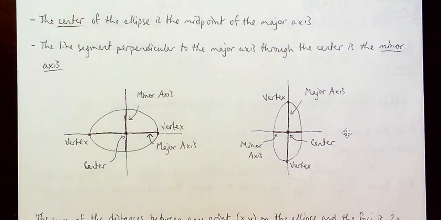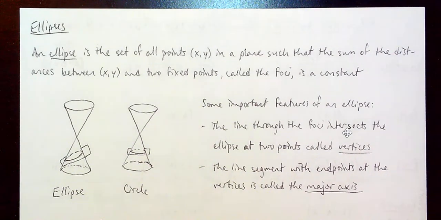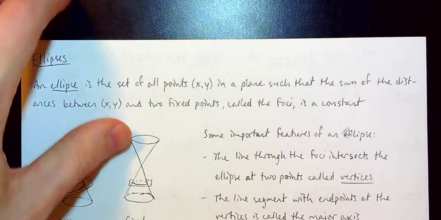Now, we said that an ellipse is a set of all points such that the sum of the distances between x comma y and two fixed points is a constant. What is that constant?